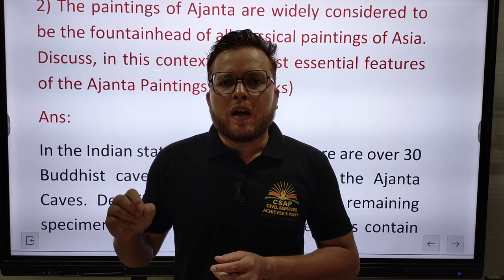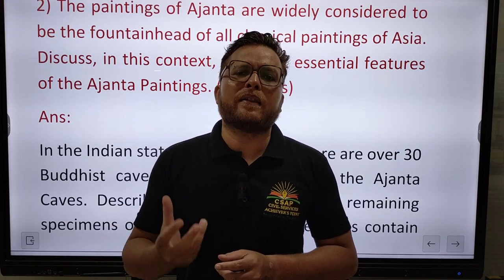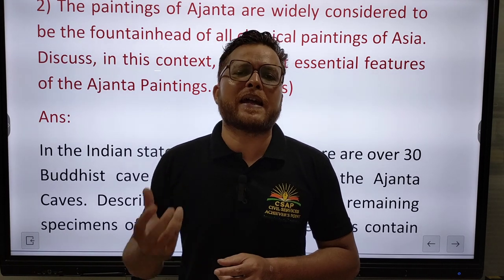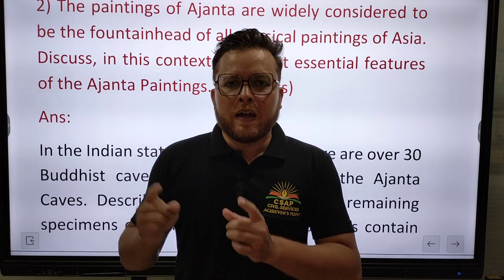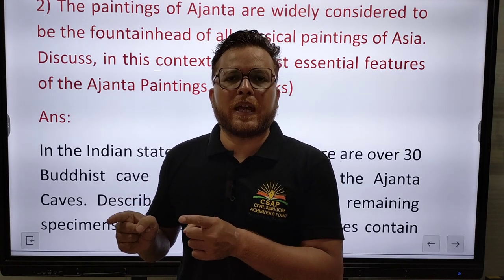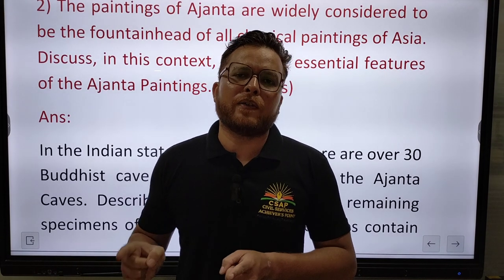Ajanta caves are a UNESCO World Heritage Site, and they are located in the Aurangabad district of Maharashtra. There are two sets of caves located in Aurangabad district of Maharashtra. One is Ajanta, the other is Ellora.